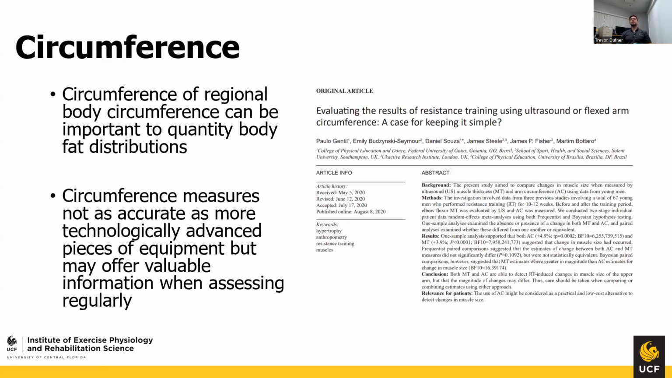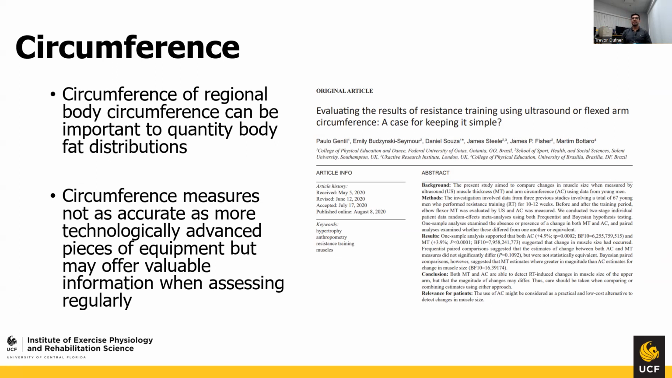Circumference is just the circumference of the regional body portion of the muscle body, and it can be important to the quantity of body fat distribution. You can measure the thigh, the biceps, the forearm, the chest, the shoulders, the entire body essentially, for circumferences. And this gives us information on the adiposity and the muscle size of the individuals.